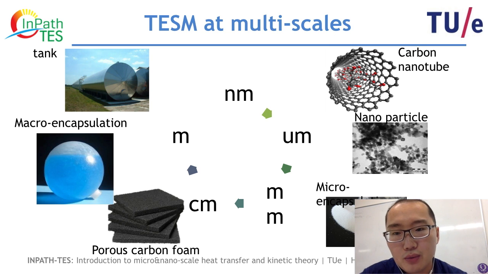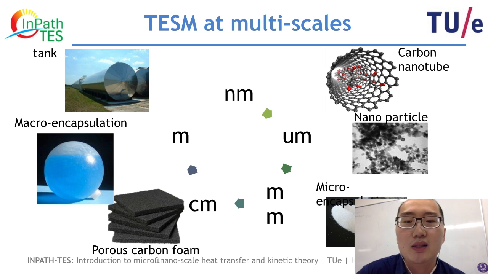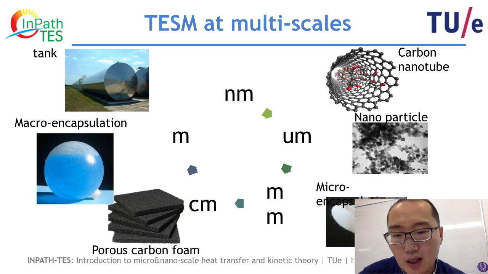At different scales, we have different angles of viewing a material. For thermal energy storage materials, as shown in this slide, we can have a heat storage tank at the meter scale, a macro-encapsulated PCM ball at centimeter scale, a carbon foam enhanced PCM at millimeter scale, a micro-encapsulated PCM at the micrometer scale, and a nanoparticle doped PCM at the nanometer scale. To study these materials, we need to model these materials at different scales.